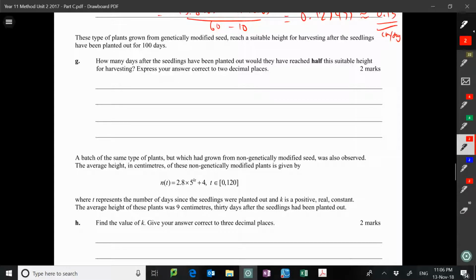These type of plants grown from genetically modified seed reach a suitable height for harvesting after the seedlings have been planted out for 100 days. How many days after the seedlings have been planted out would they have reached half this suitable height?